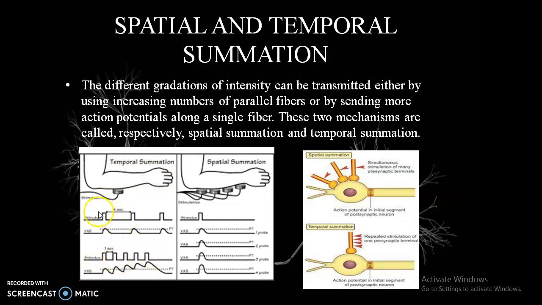Initially, the time gap between two waves was 4 seconds. It is reduced to 1 second in the case of temporal summation, so the frequency is increased. So a greater intensity of stimulus or signal will be transmitted. This is the mechanism by which signals of different intensity are transmitted in the nerve tract.